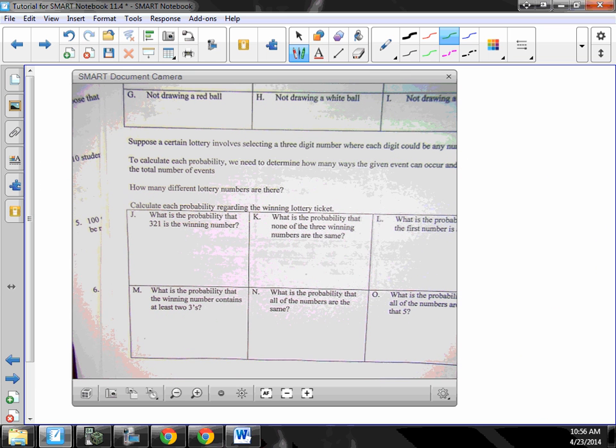Letter N. What is the probability that all of the numbers are the same? There's only one way to do it. 5 ways. How come? We have a 1, so all 1s, all 2s, all 3s, all 4s, and all 5s, which would be 5 out of 125, which is going to be 1 out of 25.